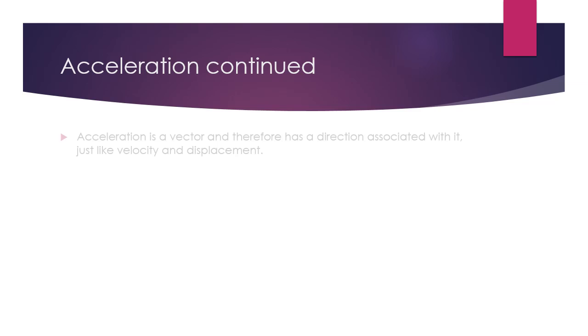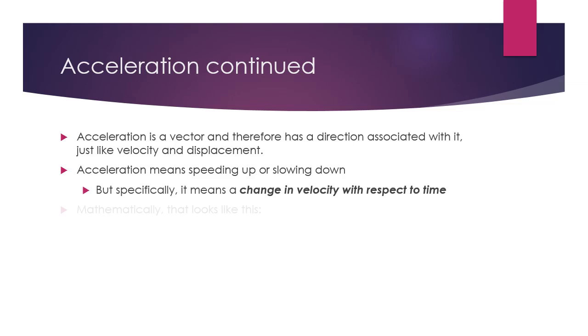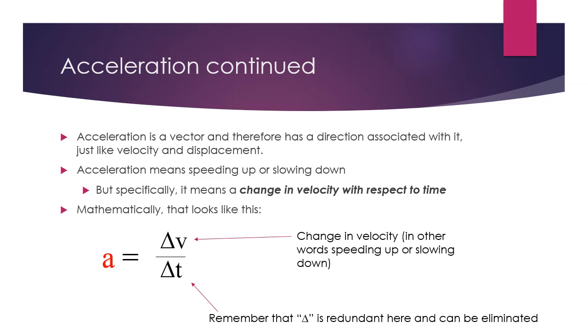So, acceleration continued. Acceleration is a vector and therefore has a direction associated with it, just like velocity and displacement. Acceleration means speeding up or slowing down. But specifically it means a change in velocity with respect to time. Mathematically, what that looks like is this. a equals delta v over delta t. And delta v is the change in velocity, in other words, speeding up or slowing down. And delta t is your change in your time. But again, whenever we're talking about t, we're always talking about delta t, so that delta can be eliminated. It's really just delta v over t.